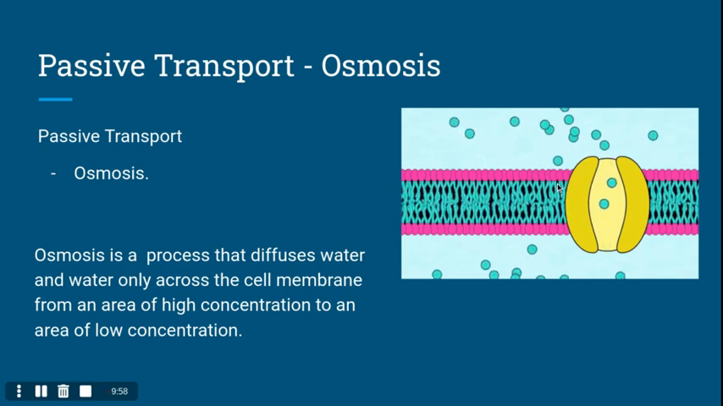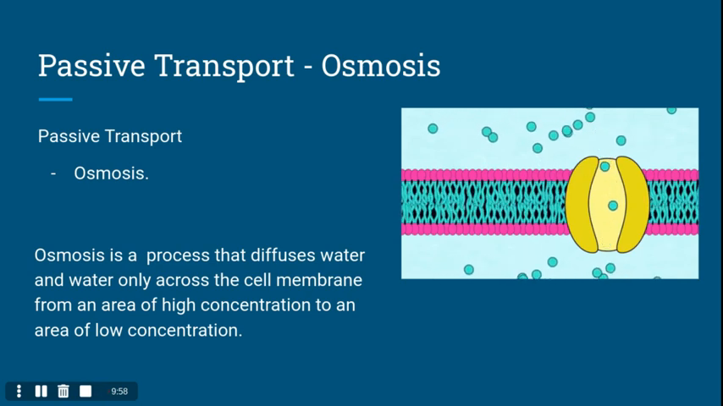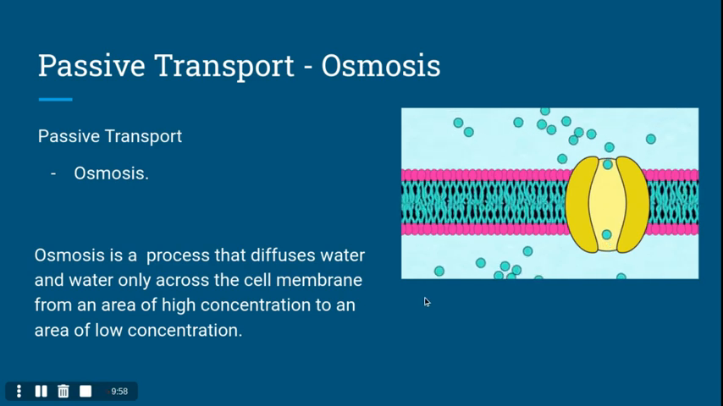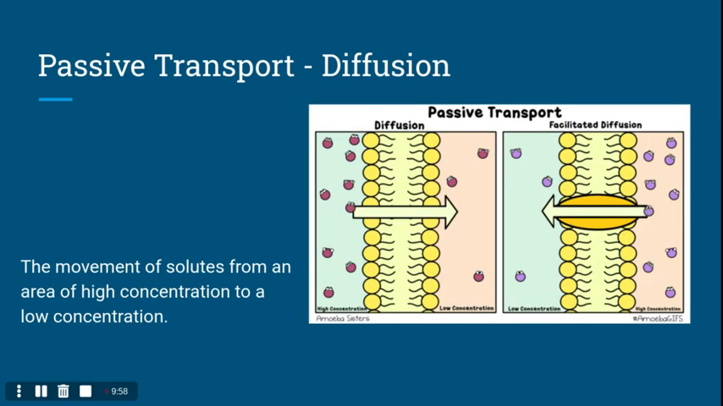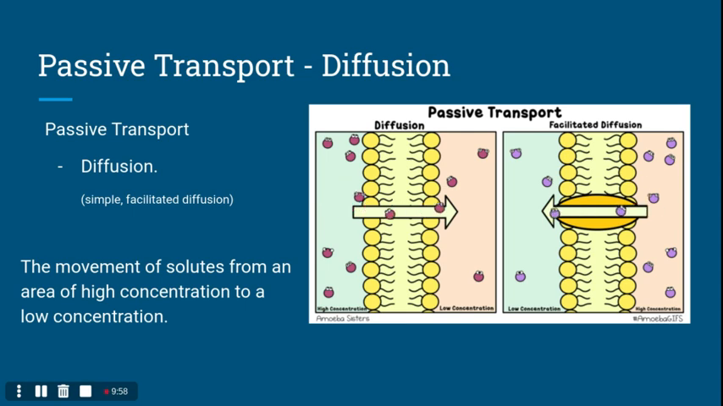So if the water tries to pass through the cell membrane itself, the membrane would just be like, nah, get out. Anyways, diffusion. So diffusion is the net movement of solutes from an area of high concentration to a low concentration, going down the concentration gradient across the cell membrane to maintain balance. There's two types of diffusion: diffusion and facilitated diffusion. We call this simple diffusion too, but I just explained diffusion.